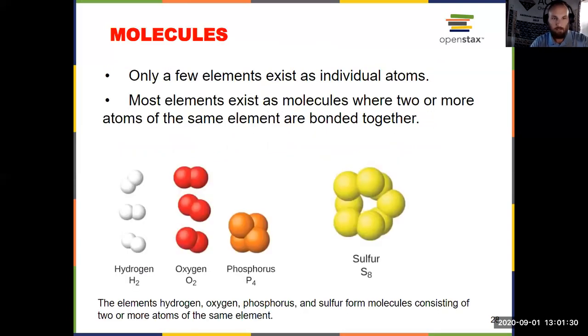Okay, so molecules, we talked about this already, right? Just a couple things are individual atoms, lots of things are molecules. Here we see hydrogen, oxygen, phosphorus, and sulfur. These things move as a unit. Okay? So you'll never find them existing just on their own. It's always 2 hydrogens or oxygens paired together, 4 phosphorus, 8 sulfur, and they move as a discrete unit. Okay? Think about it like keys on a ring. They always move together. Or a 6-pack, right, of soda. It's always traveling together.